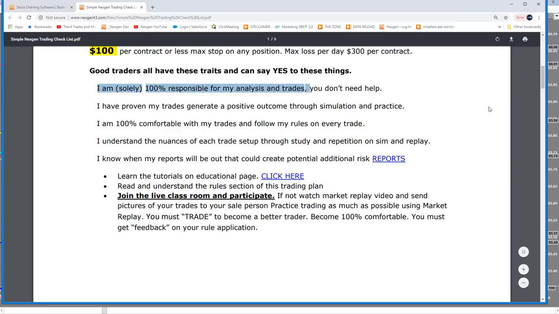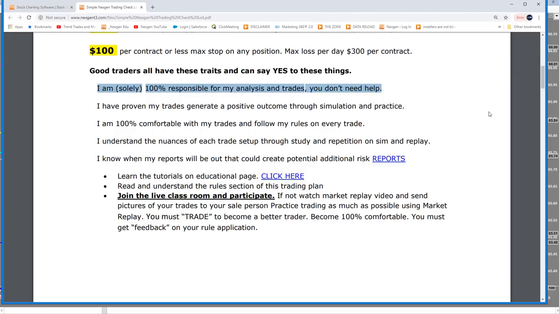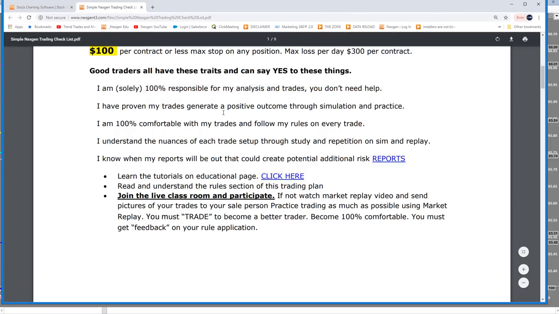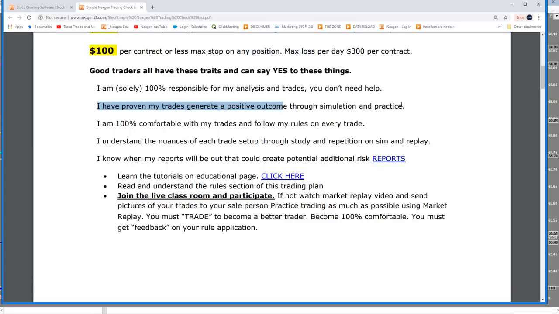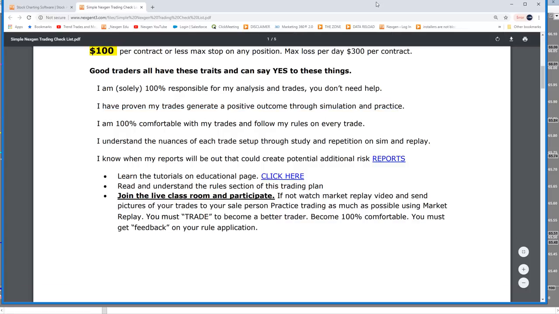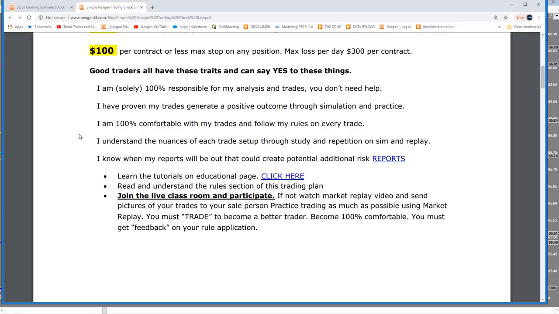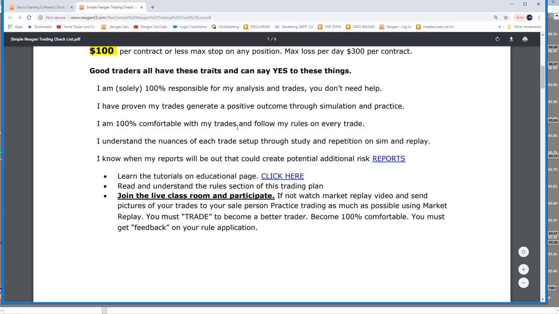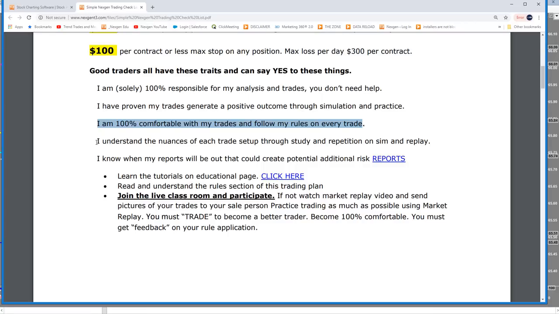You know when to stop. You know when to go. You have proven through practice, simulation, and historical chart studying, you know which trades win and which ones lose and why. And because you've done so many of them, you will be comfortable with those trades, and you understand all the little nuances of each trade setup.